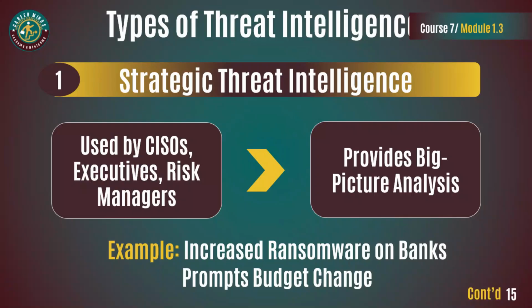The very first one is strategic threat intelligence, and this is used by CISOs, executives, and even risk managers because it gives a big picture view. Think of it as the satellite image before you zoom in. So here is an example. You notice a global rise in ransomware targeting banks. Strategic intel would then help the executive team to adjust the cybersecurity budget accordingly.